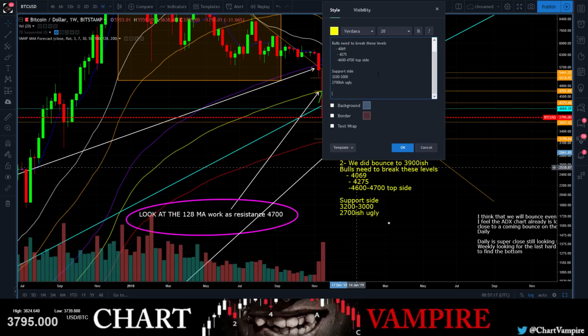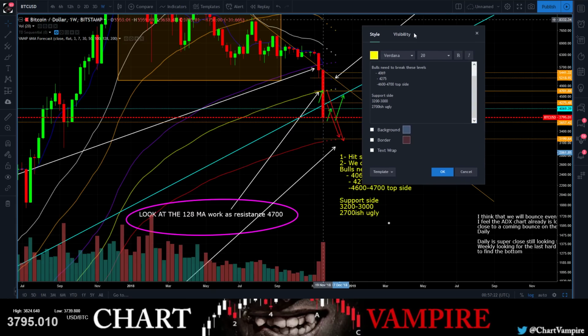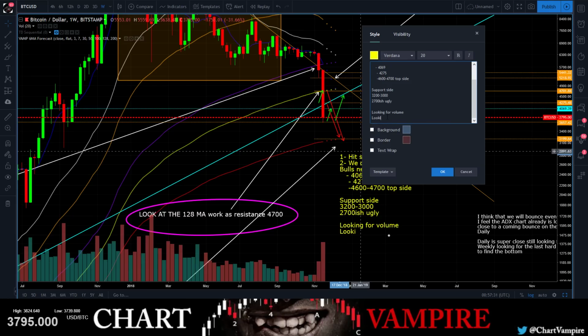All right. Now, here's the thing. Here's what we're watching for. We're looking for a rejection candle, right? So this is what we're looking for. Looking for volume. Looking for a rejection candle. These are the two things we're looking for.